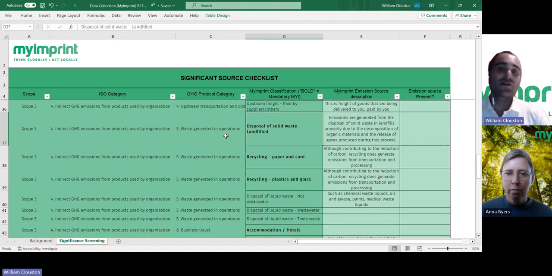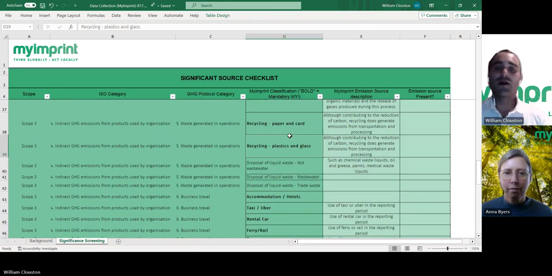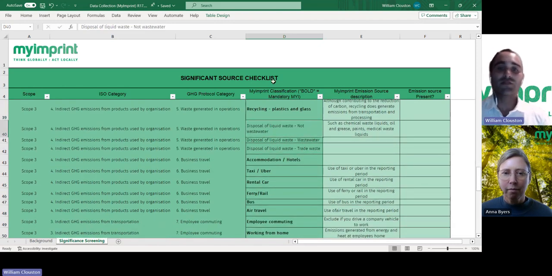Disposal of solid waste, so that's anything that goes to landfill. Recycling, plastics and glass. So then disposal of liquid waste, not wastewater. So that's things like if you're doing oil changes on site and you dispose of that waste.